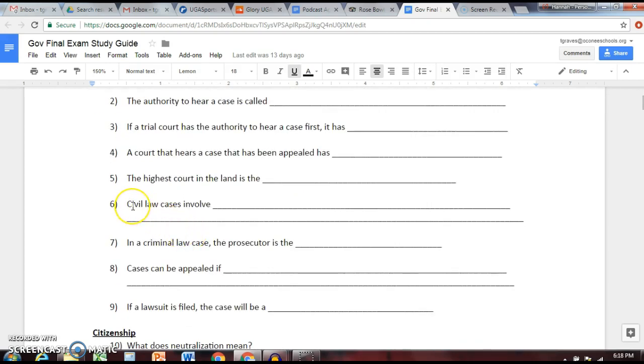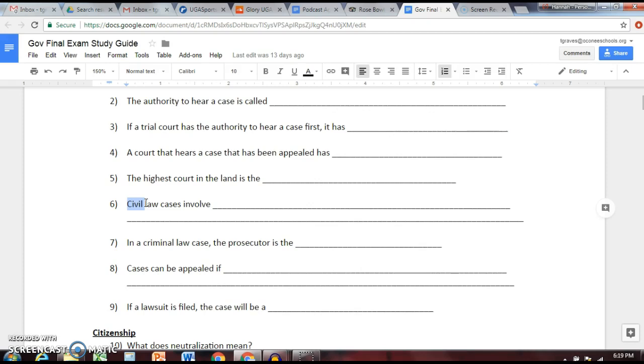Number six, we talked about this on Tuesday in class. Civil law cases involve disputes between two or more people. Okay, one big thing to remember about a civil law case, civil meaning people, it's a disagreement between two or more people, or it could be two or more groups of people. But no crime has been committed in a civil law case. That's not the issue. It's a disagreement. It could be like a divorce case.